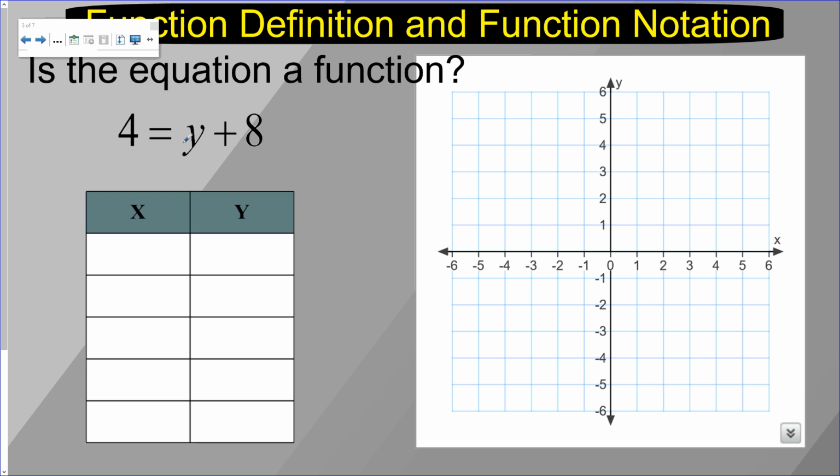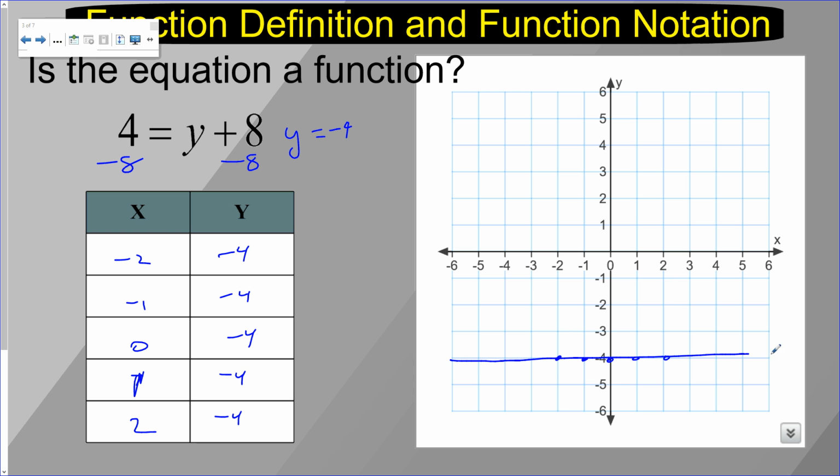How about this one? 4 equals y plus 8. Let's get y by itself, so let's subtract 8 from both sides. So y is going to equal -4. So that means that every y value has to be a -4. There are no x's whatsoever, so we can choose what we want for that. Again, it could be any number that you want to. It doesn't have to be these 5. Now let's plot those points. -2, -4, -1, -4, 0, -4, 1, -4, 2, -4. This one's obviously a horizontal line.